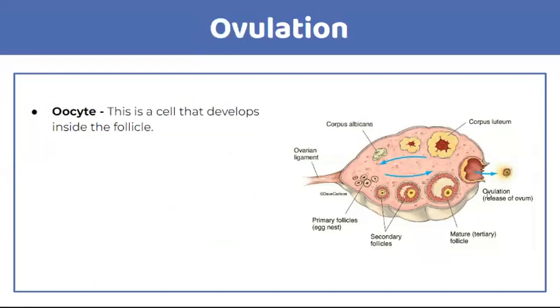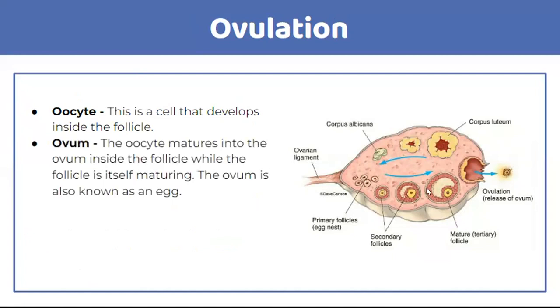This process of releasing the ovum from the follicle is called ovulation. So what is an oocyte? The cell which develops inside the follicle, this yellowish mass, is called the oocyte. The oocyte matures into the ovum. So we can say that up until here, up until it becomes the mature follicle, it is an oocyte. Once it matures, it has become an ovum. And the ovum is also known as an egg.